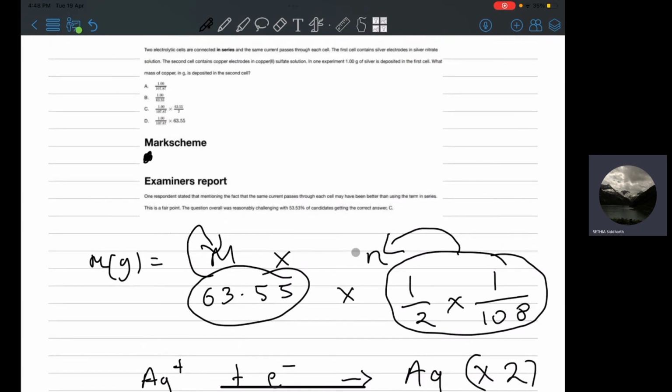Now, which one fits our answer? Well, that is option number C. Over here, they've just put the 63.55 on top of the 2. So it looks something like this. If we condense this, right, so now this looks like our answer.